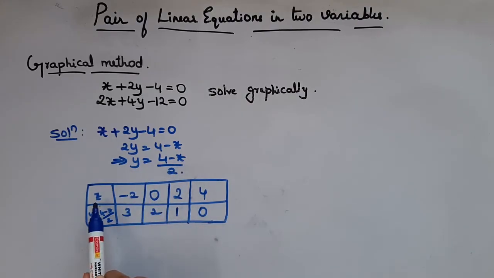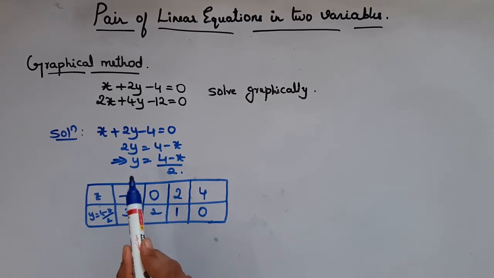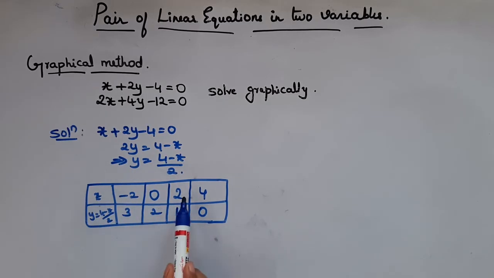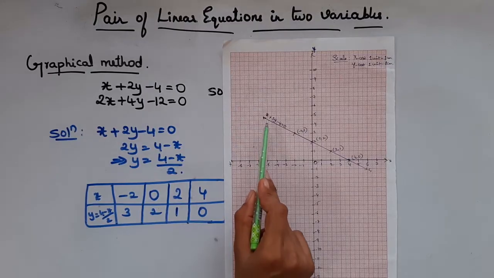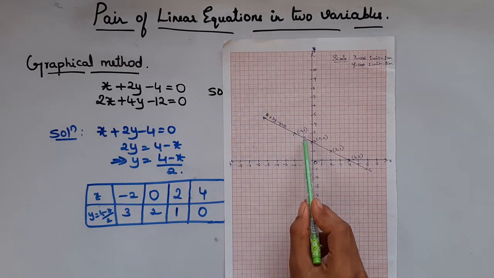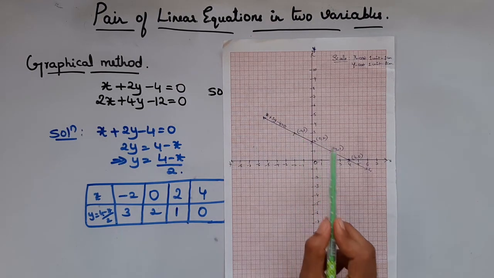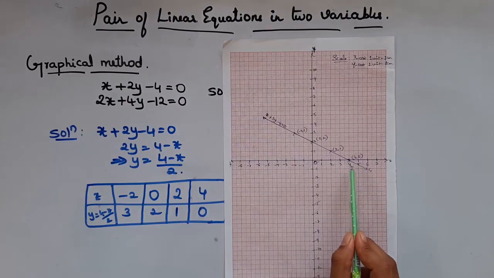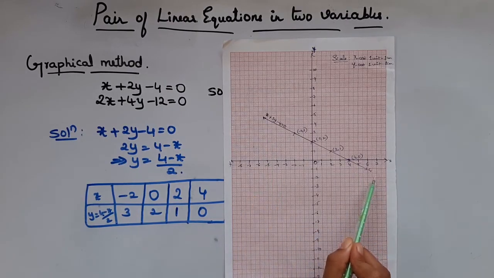Right? So when you put x is equal to minus 2, your y value will be 3. Similarly, when you put x is equal to 0, your y will be 2. When x is equal to 2, your y value is 1. And when you put x is equal to 4 in this equation, your y will be 0. So now let's plot this in the graph sheet. So your graph of equation x plus 2y minus 4 equal to 0 should look like this, where you have points (minus 2, 3) here, (0, 2) here, and (2, 1) is here, and (4, 0) is this. So your L1 graph should look like this.